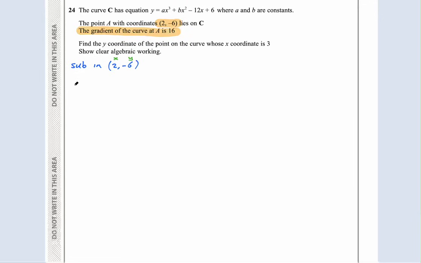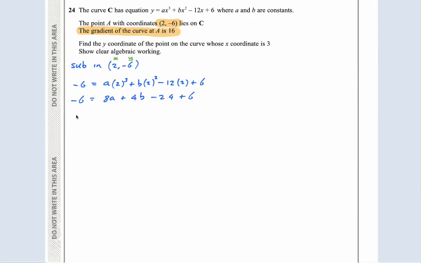Okay, so y is minus 6 equals a times 2 cubed, ax cubed, plus b times 2 squared, minus 12 times 2 plus 6. Simplify this. Minus 6 equals 2 cubed is 8, so it's 8a, 2 squared is 4, plus 4b, minus 24, 12 times 2 is 24, plus 6.